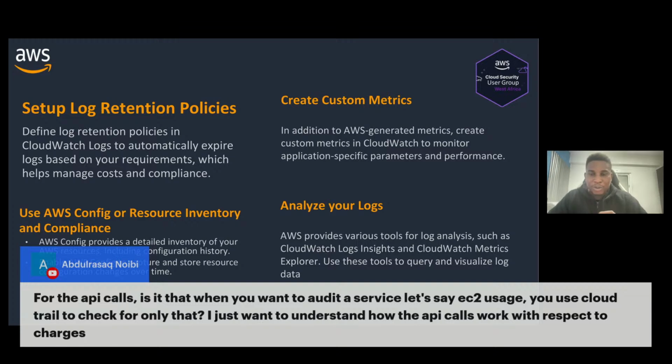Okay, what's this question for the API calls? Is it that when you want to audit a service, let's say EC2 usage, you use CloudTrail to check for that? I just want to understand how the API calls work. Okay, so basically API calls in this concept is everything that is being done on your AWS service. So CloudTrail is basically an activity monitor. That is basically what it does. It handles activity monitoring, but every time it does that, it's actually doing some API calls in the background.